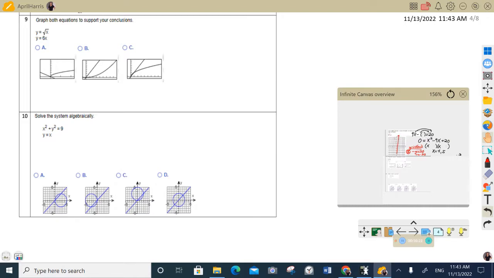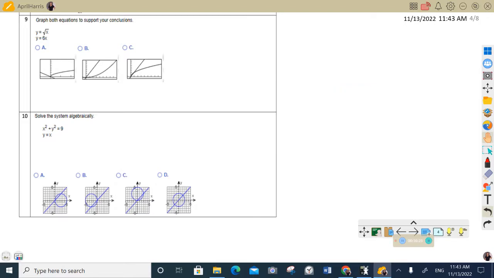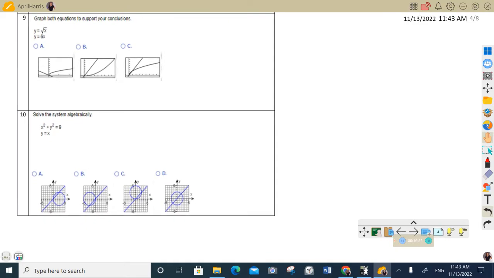Okay, question number 9 says graph both equations to support your conclusions. Actually, it said solve. I'm going to solve using substitution. So y equals y here. I'm going to take what y equals here and plug it in right there. So square root of x is equal to 6x.